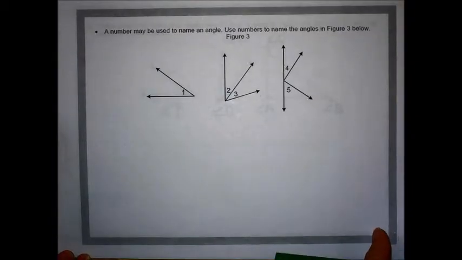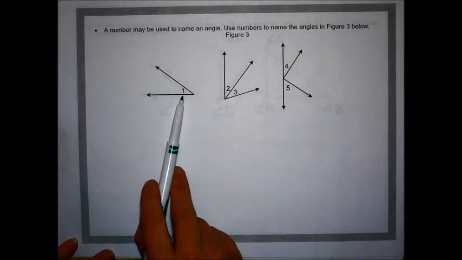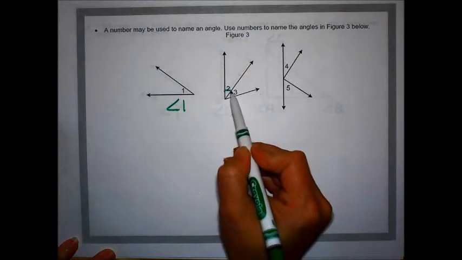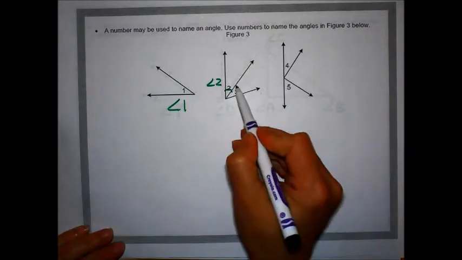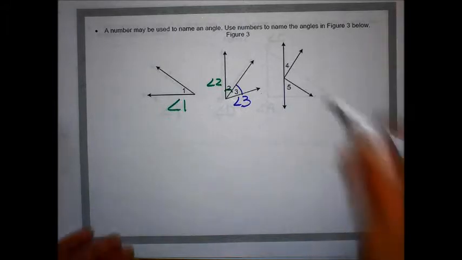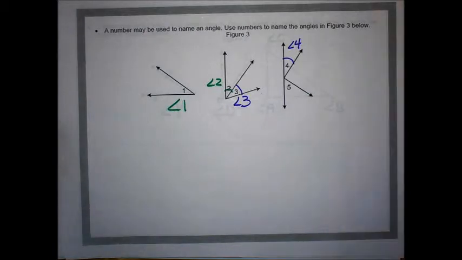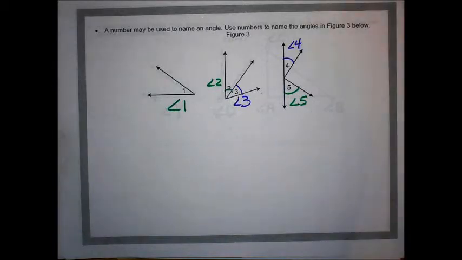Now let's look at figure number 3. Sometimes we will not be given letters to name the angles. We will be given numbers. So here, I would call this angle 1. This angle here, I would call angle 2. This angle, I would call angle 3. This angle, I would call angle 4. And then this angle, we could also call angle 5.